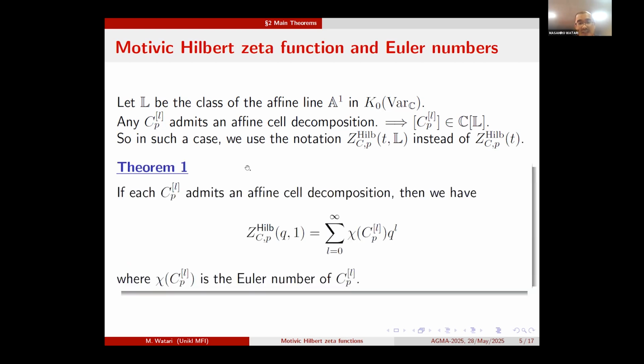In this situation, our first main theorem is stated as follows. If each punctual Hilbert scheme admits an affine cell decomposition, then the Motivic Hilbert zeta function gives the generating function of Euler numbers of punctual Hilbert schemes. In this talk, chi denotes the Euler number. This is our main theorem.